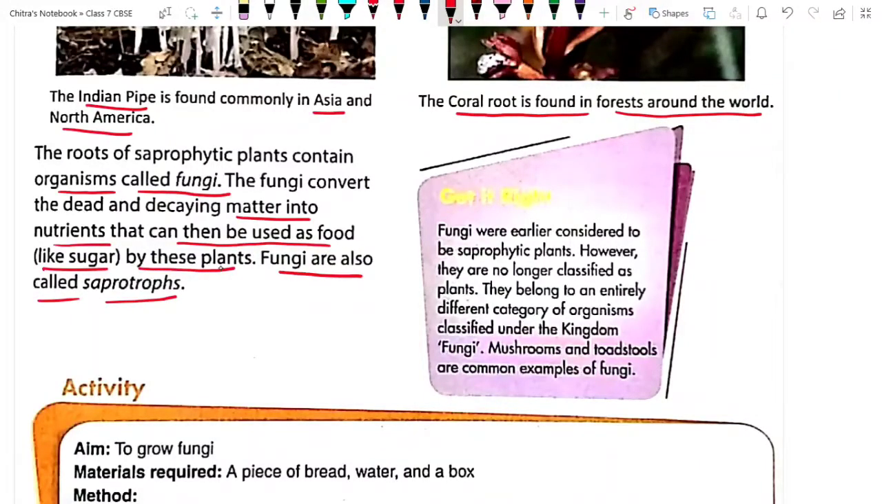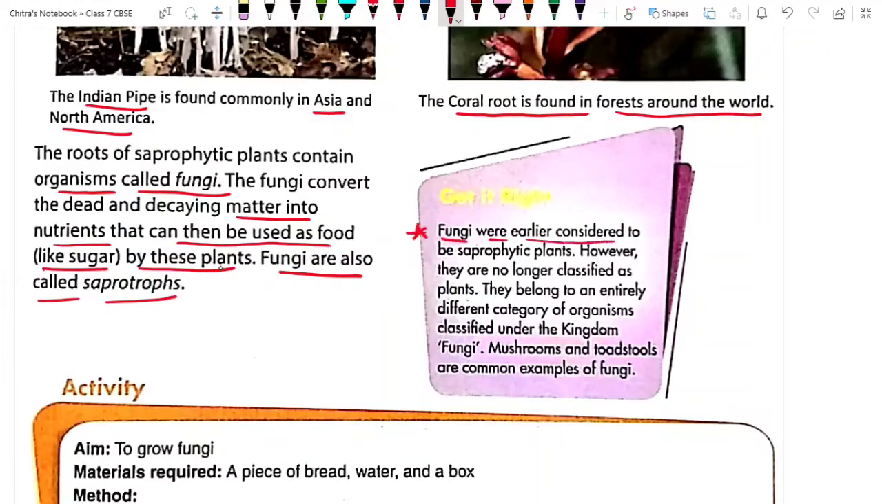Sapro means those that depend on the dead organic matter of plants and animals, and troph means nutrients. So those organisms or plants that depend on dead organic matter of plants and animals for their food are called saprotrophs. Again, here we have one important point that we have to discuss.